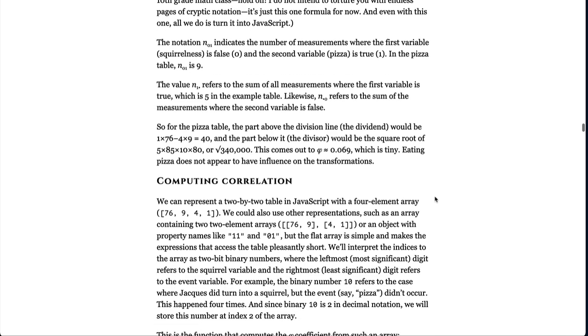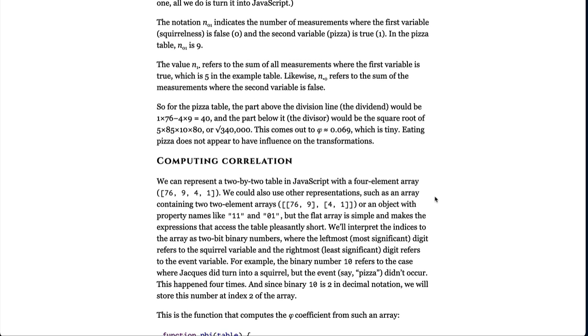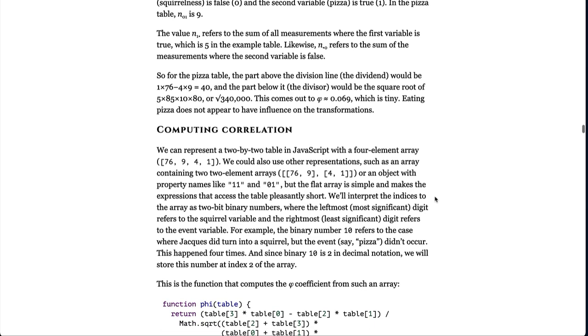So, for the pizza table, the part above the division line, the dividend, would be 1 times 76 minus 4 times 9 equals 40. And now the part below it, the divisor, would be the square root of 5 times 85 times 10 times 80, or the square root of 340,000. This comes out to be phi roughly equal to 0.069, which is tiny. Eating pizza does not appear to have an influence on the transformations.